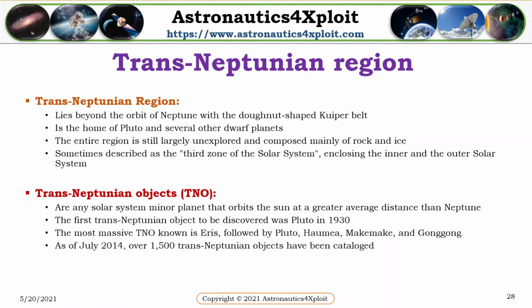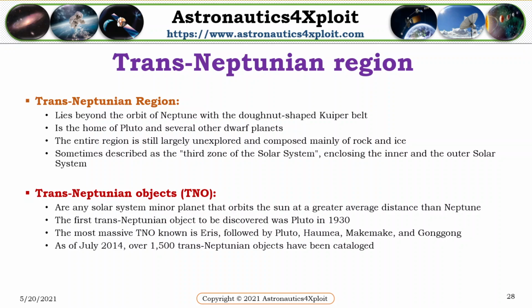The Trans-Neptunian region lies beyond the orbit of Neptune with the donut-shaped Kuiper belt. It is the home of Pluto and several other dwarf planets. The entire Trans-Neptunian region is largely unexplored and composed mainly of rock and ice. Sometimes, the Trans-Neptunian region is described as the third zone of the solar system, enclosing the inner and the outer solar system.